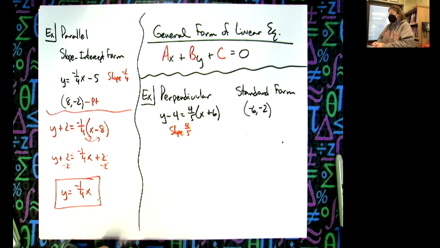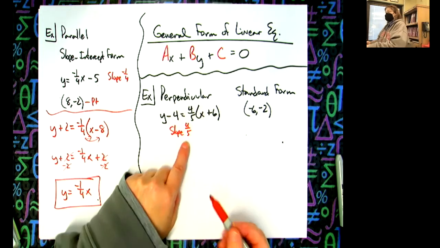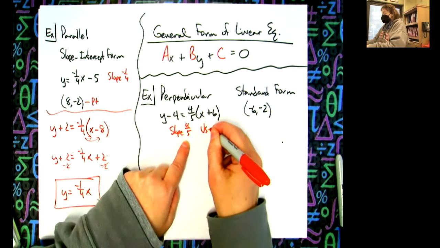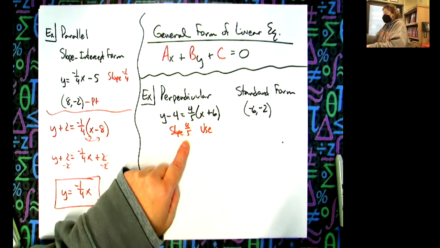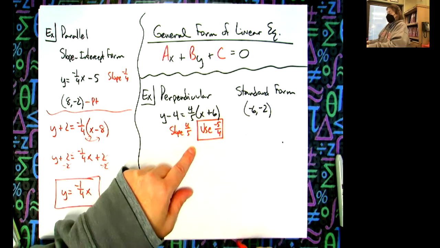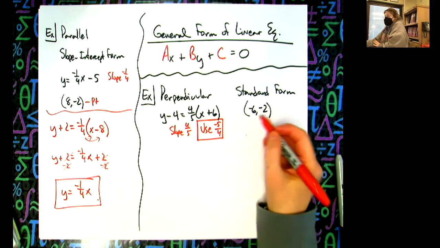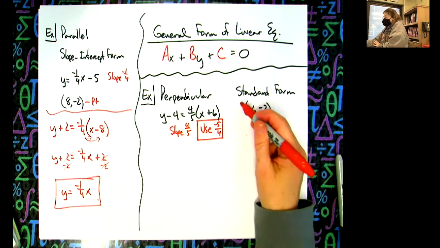All right, but I want it perpendicular, so I don't use 4/5. I use -5/4. So flip it and take the opposite. So you're going to use the flipped version and the opposite sign. Now, am I still going to use the same point? Still going to use the same point.